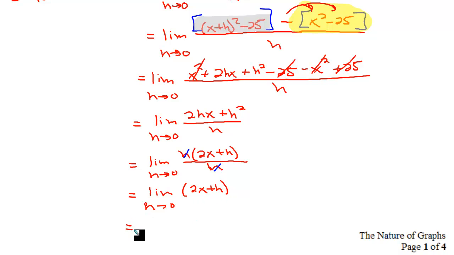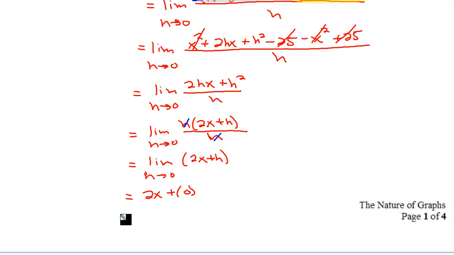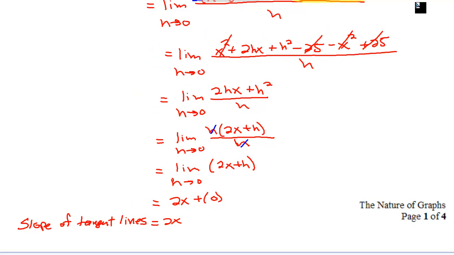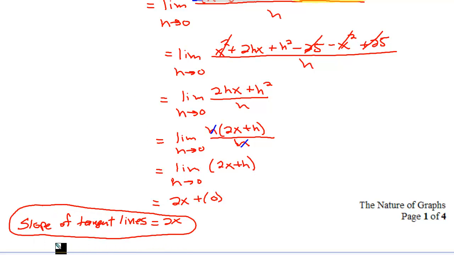We can now evaluate the limit. To do so, you simply substitute 0 in for h, and this gives us 2x. That is the slope of all tangent lines. That's it for number 2.